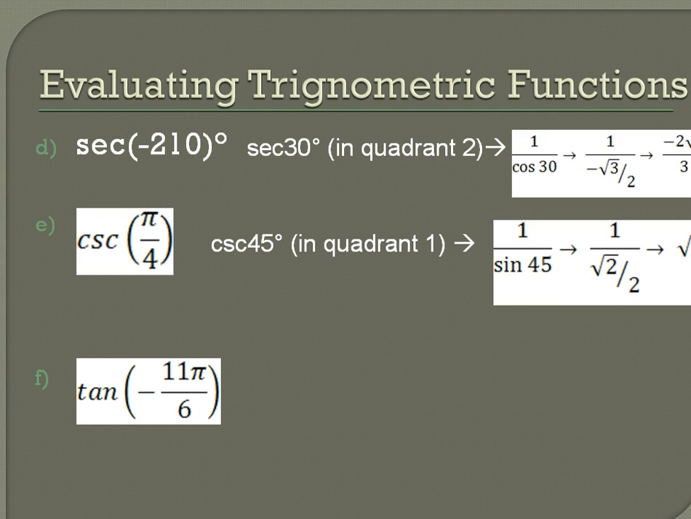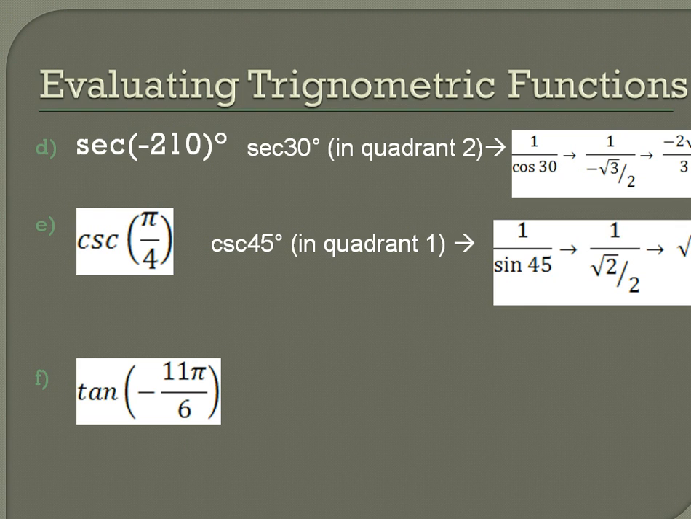Now for the next one, tan of negative 11 pi over 6. So for this one, what I want you to do is just ask yourself, how much do you need for a full turn around your circle? You need 2 pi. Well, 11 pi over 6 is just a little bit less than 2 pi. So that means you're close to a whole rotation, but not there yet.